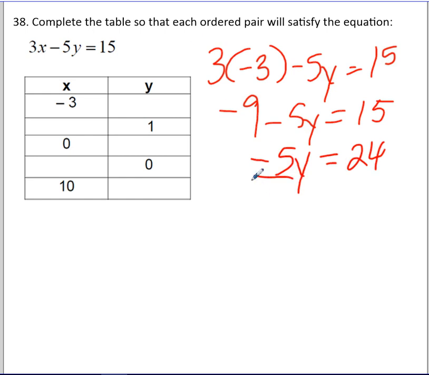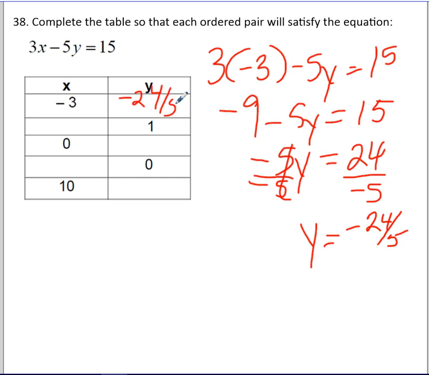And then divide both sides by -5, so that y is by itself. And so y equals negative 24/5. And if you want to write it as a mixed number or decimal, that's fine. I'm just going to leave it as an improper fraction. Doesn't need simplified, so I'm good there. It's negative 24/5.